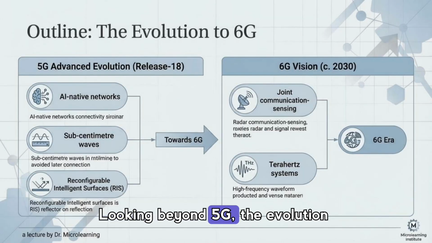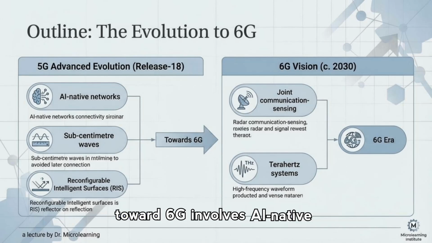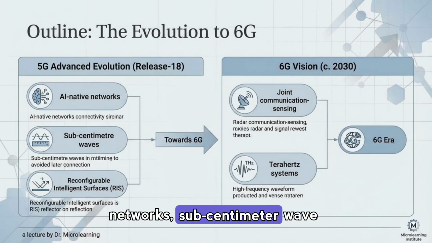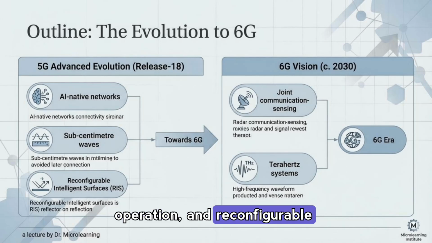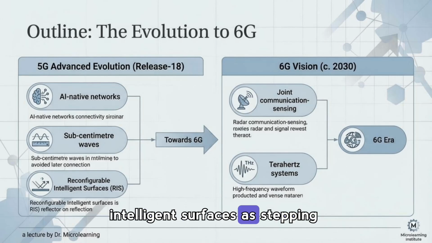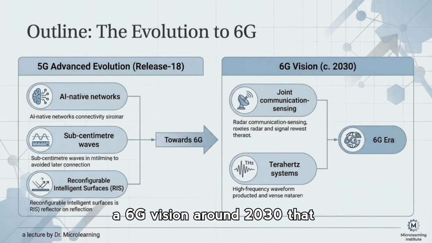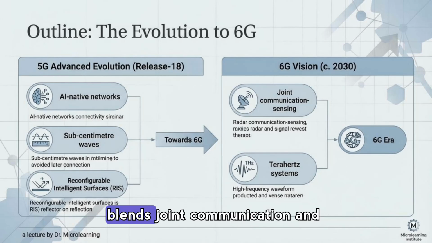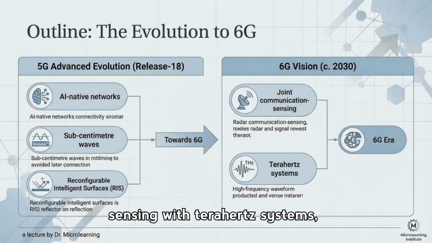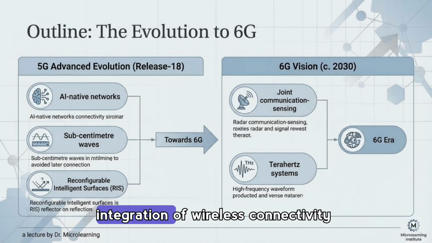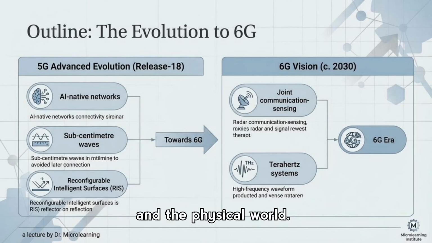Looking beyond 5G, the evolution towards 6G involves AI-native networks, sub-centimeter wave operation, and reconfigurable intelligent surfaces as stepping stones. The roadmap points toward a 6G vision around 2030 that blends joint communication and sensing with terahertz systems, setting the stage for even tighter integration of wireless connectivity and the physical world.